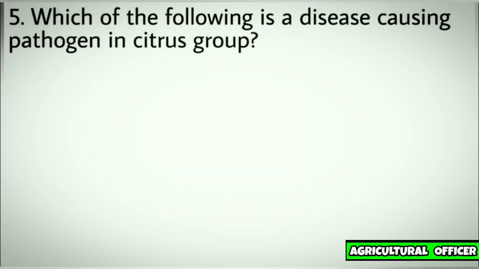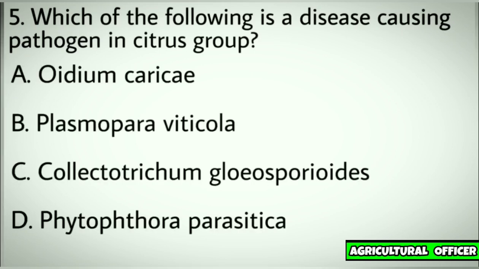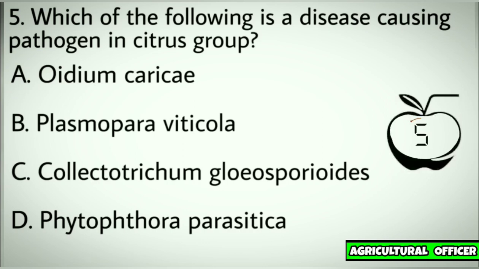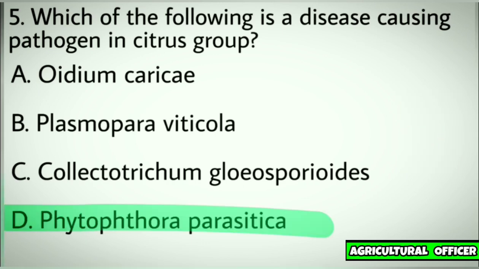Question number 5. Which of the following is a disease-causing pathogen in citrus group? Options: A. Oidium garciae, B. Plasmopora viticola, C. Colletotrichum gloeosporioides, D. Phytophthora parasitica. Correct answer: D. Phytophthora parasitica.